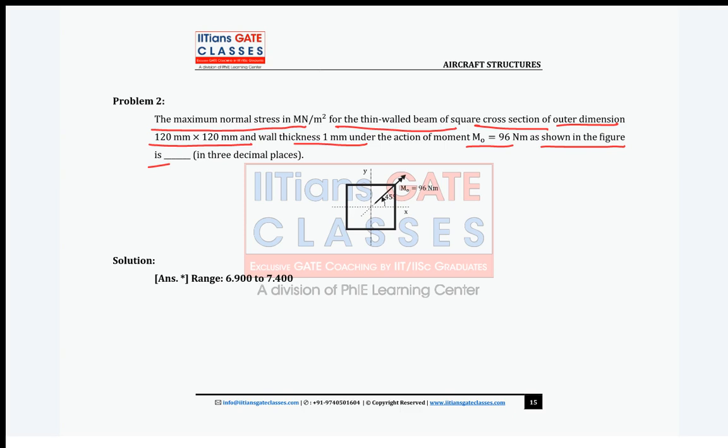Okay, if you have not solved it, no problem. But this is the case where you find the diagonal point. Why? Because the moment is given about an inclined axis, right? So this is your M naught, and this alpha angle or theta is how much here? 45 degrees. So now guys, tell me what will be your Mx?